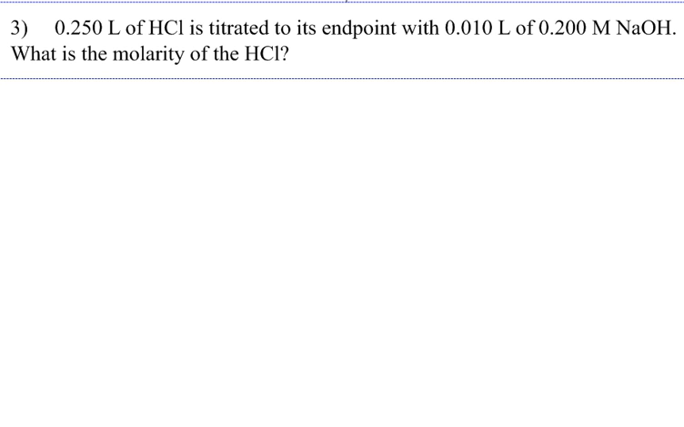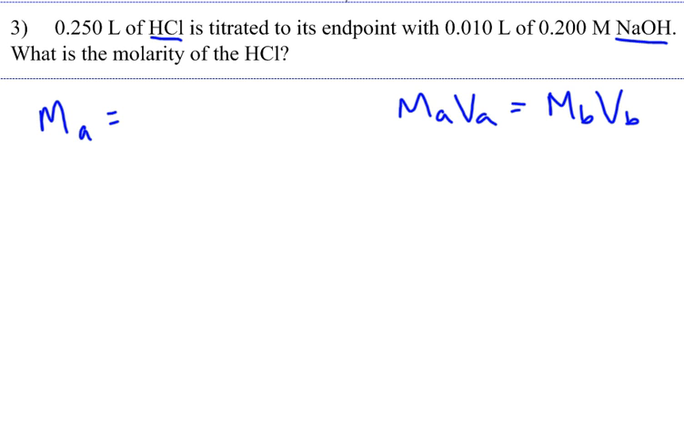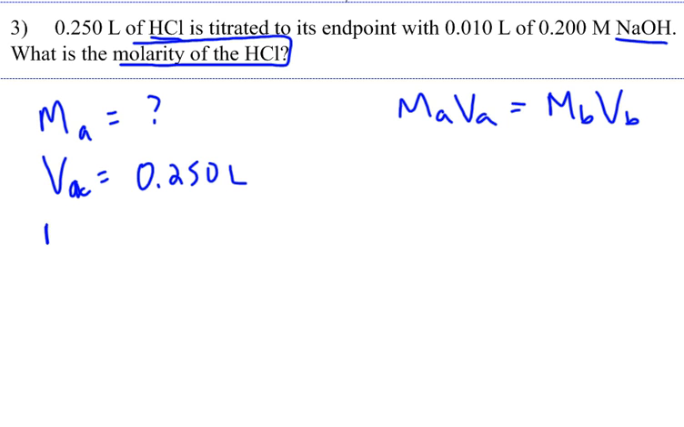Number 3, our acid and our base, HCl, NaOH. 1 hydrogen, 1 hydroxide, so we're just going to stick with the basic equation, MAVA equals MBVB. The molarity of our acid is what we're trying to solve for, because that's the question right there. What is the molarity of the acid? The volume of the acid, it says 0.250 liters of HCl. So that's the volume of our acid.